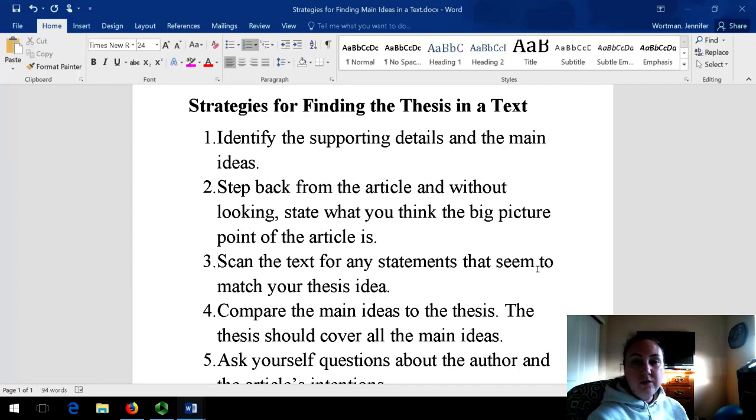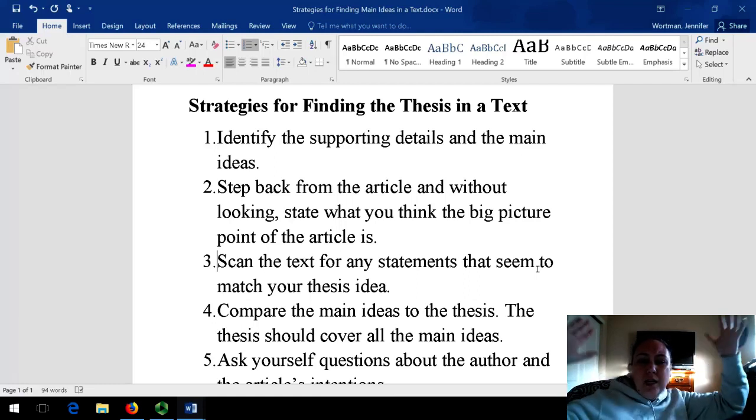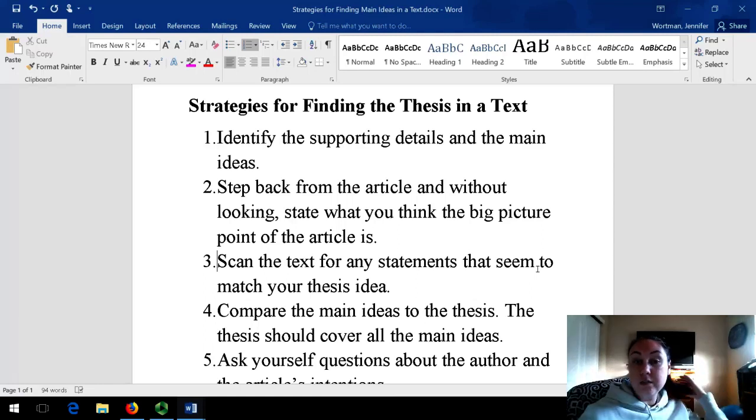First thing that I recommend is when you're trying to figure out the thesis of an article, step back from the article and, without looking, so don't look at the text, state out loud, or you can even jot it down, what you think the big picture point of the article is. So what do I think this article is about? What was the big point that the author was trying to get across in this text? Then, you got that idea in your mind, go back and scan the text for any statements that seem close to what your thesis idea was that you just said out loud or that you jotted down.